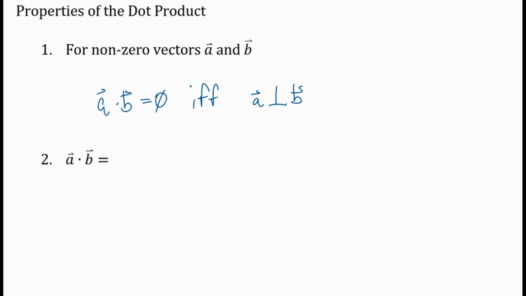A dot B, here's our formula. Well, these are just numbers, and one number times another number is the same whether I do it one direction or another. So this is true for this as well. The magnitude of A times the magnitude of B is the same as the magnitude of B times the magnitude of A. 2 times 3 is equal to 3 times 2.